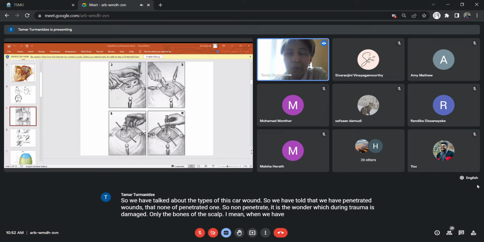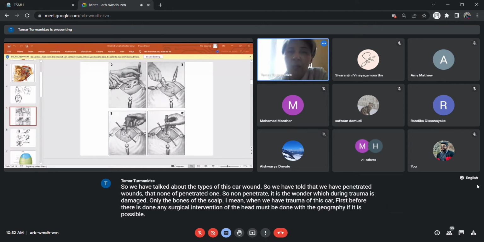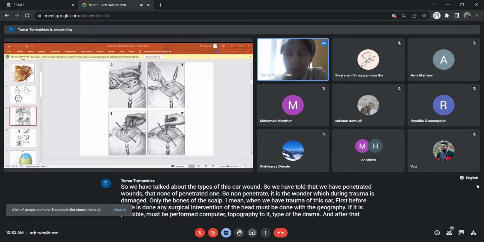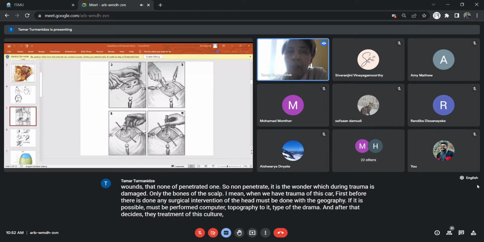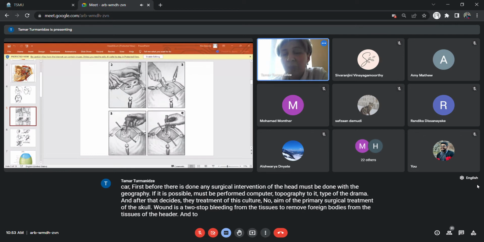When we have trauma of the skull, before any surgical intervention on the head, röntgenography must be done. If it is possible, computer tomography must be performed to identify the type of the trauma, and after that decide the treatment of the skull wounds. The aim of the primary surgical treatment of the skull wound is to stop bleeding from the tissues, to remove foreign bodies from the tissues of the head, and to avoid spreading of the inflammatory process.